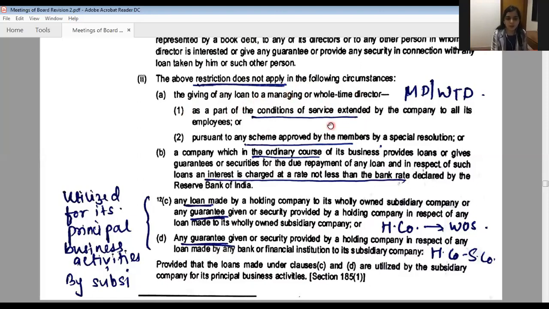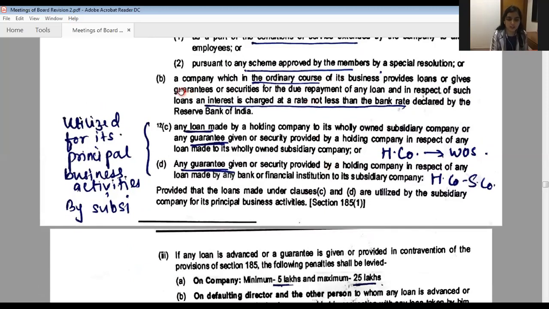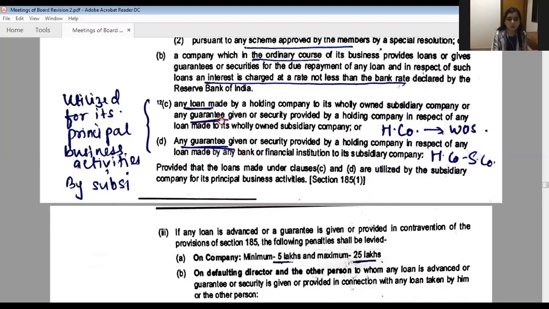Now, the restrictions under section 185 do not apply in the following circumstances. First, giving any loan to a managing or whole-time director as a part of conditions of service extended by the company or pursuant to any scheme approved by the members. Second, a company which in its ordinary course of business provides loans or gives guarantees or securities, and in respect of such loans an interest is charged at a rate not less than the bank rate. Next, any loan made by a holding company to its wholly owned subsidiary, or any guarantee or security given in respect of any loan made to its wholly owned subsidiary.